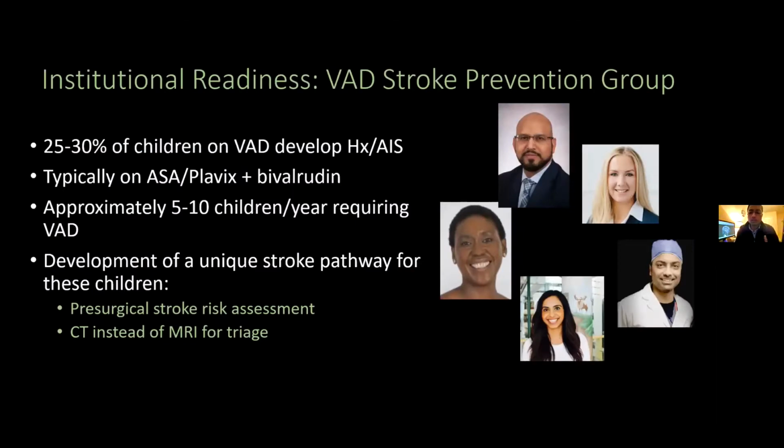So I'll give you one example of this. So we have this VAD stroke prevention group. So the ventricular assist devices which are put for children with cardiomyopathy. We form a group with the cardiologists, the cardiac surgeons, stroke, thrombosis, myself, and in our institute there are about 5 to 10 children every year who get a ventricular assist device. So there's a unique stroke pathway just for these children, which is separate from our code stroke pathway in the children. And these children get a pre-surgical stroke risk assessment.